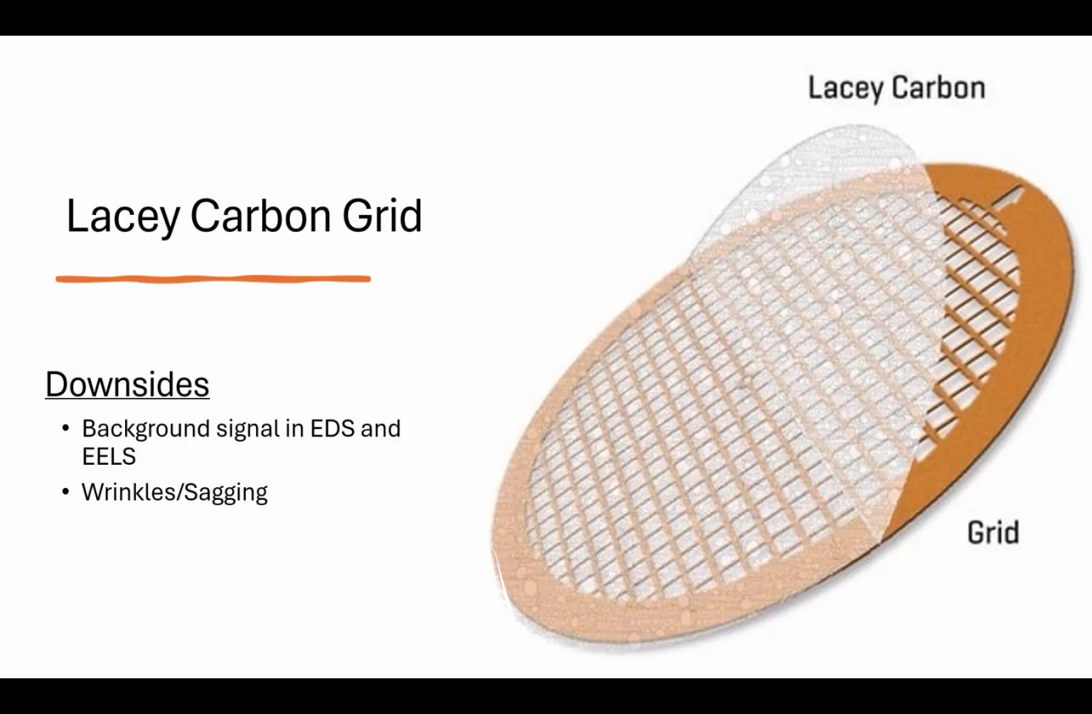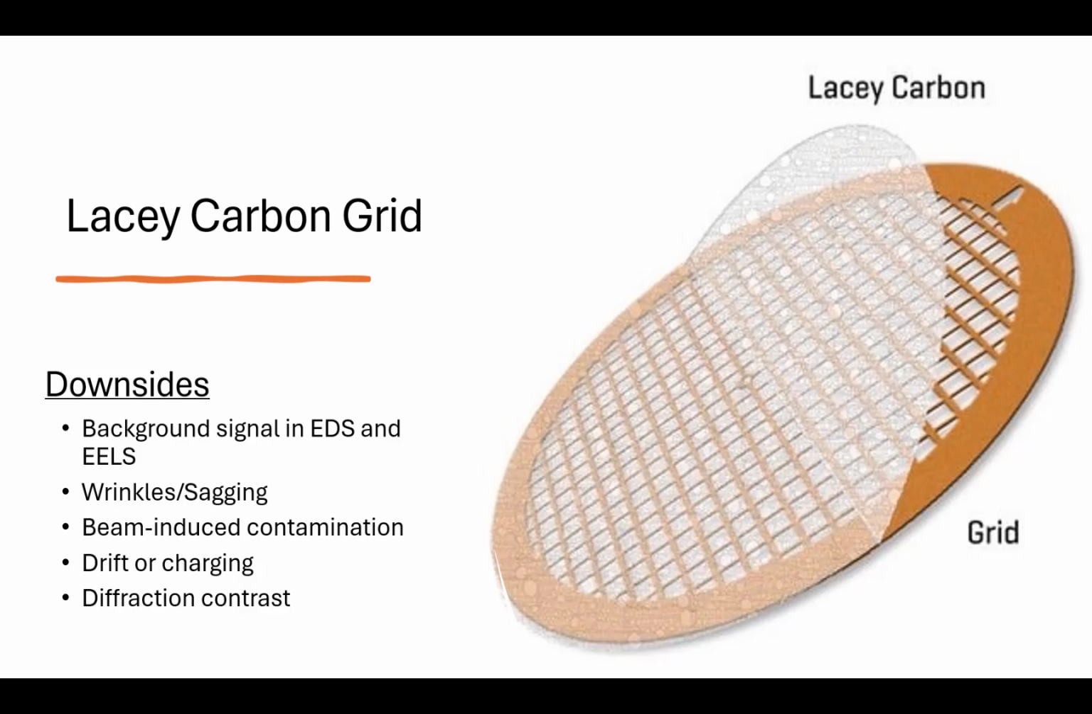Also, carbon is prone to hydrocarbon deposition under the electron beam, and that leads to buildup over time, especially when you're doing high-resolution imaging. And if not grounded well, carbon can contribute to mechanical or electrostatic drift, and that affects high-resolution STEM and holography. And also, amorphous carbon may introduce low-level phase contrast, which can obscure very weak or fine features.